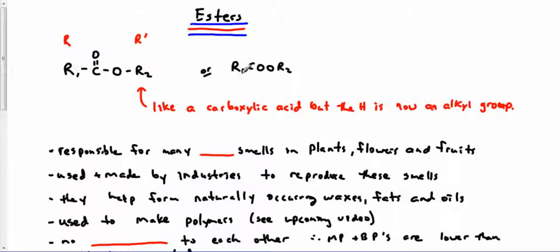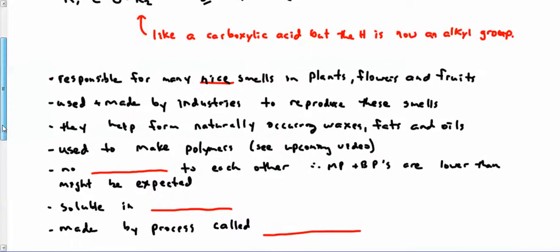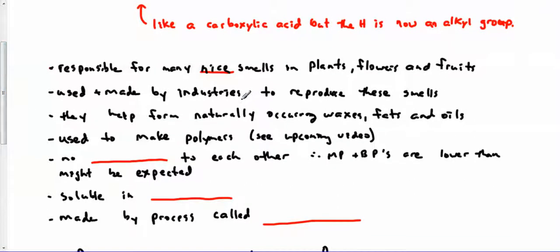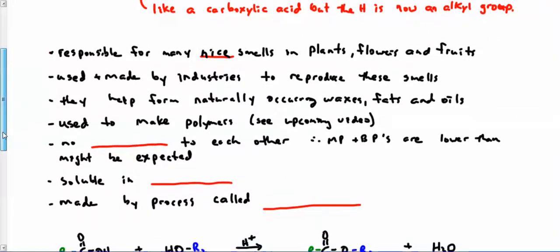If it's typed out in a straight line, you might see it like that. These guys are found in nature a lot. They're responsible for many nice smells in plants and flowers and fruits. We will do a lab to simulate some of those. They're made by industries to reproduce these smells. They help form naturally occurring waxes, fats, and oils, and they're used a lot to make polymers because of the different functional groups.